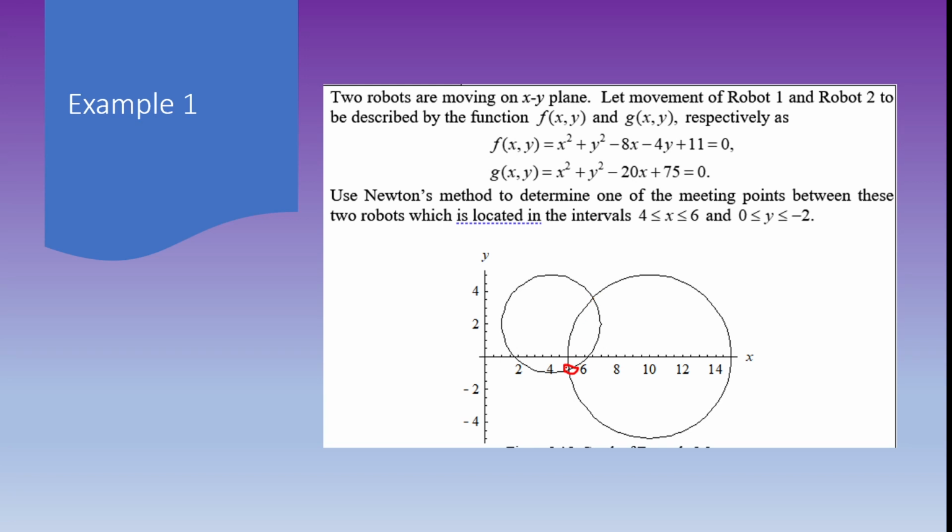So you get one intersection point and another intersection point. The root is in the interval where x is between 4 and 6, and y between 0 and -2. So they want the bottom root. For the initial condition, for x between 4 and 6, I may choose 5. For y you may use 0 for easy calculation, or choose between 0 and -2, say -1. So up to you. You may choose x naught, y naught as either 5, 0, or 5, -1.